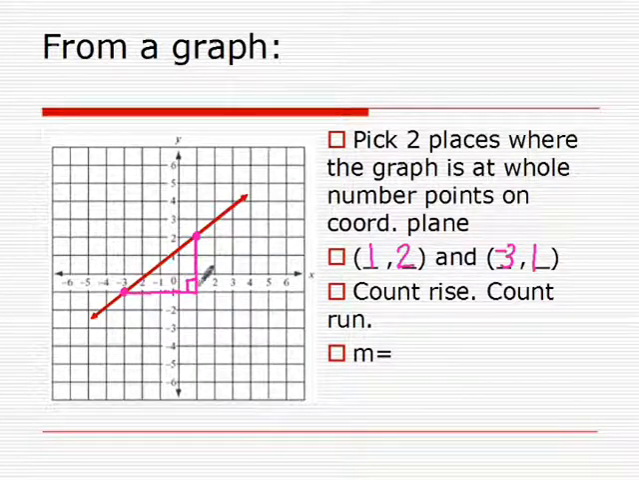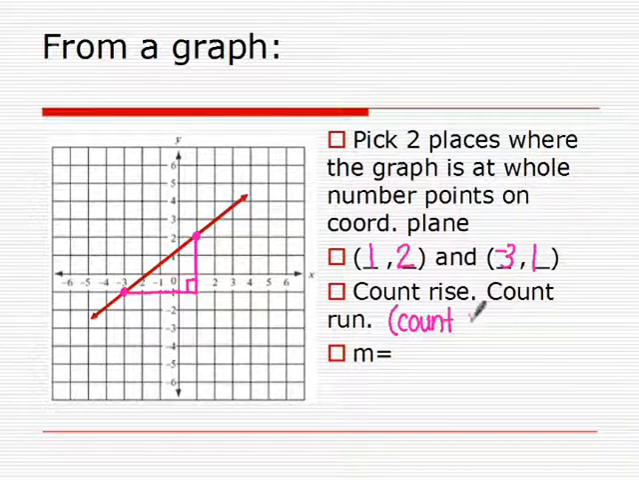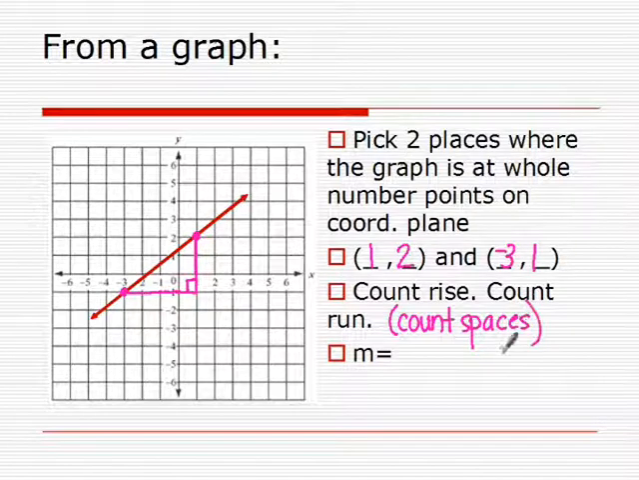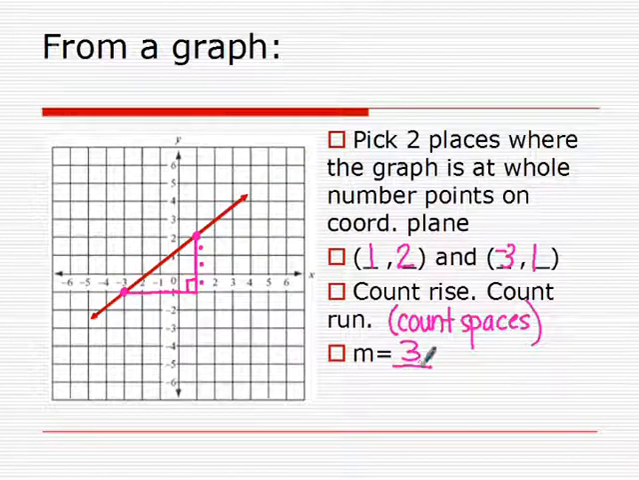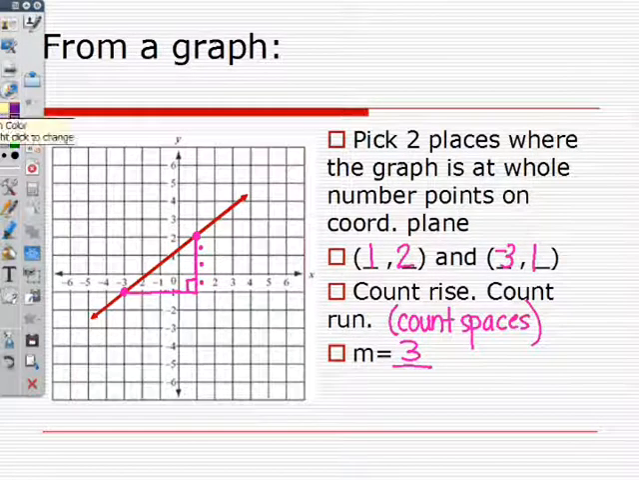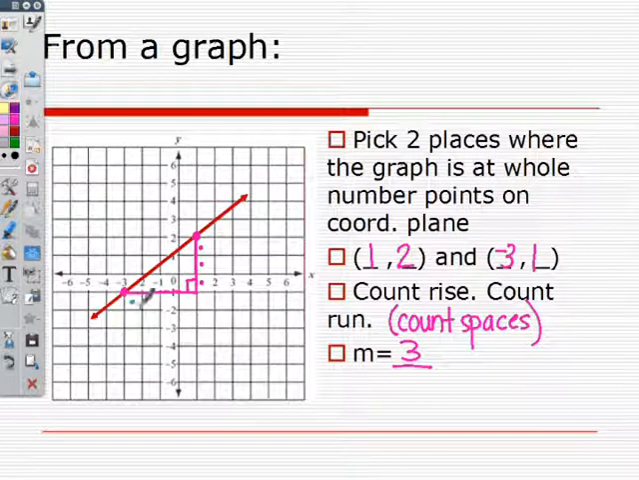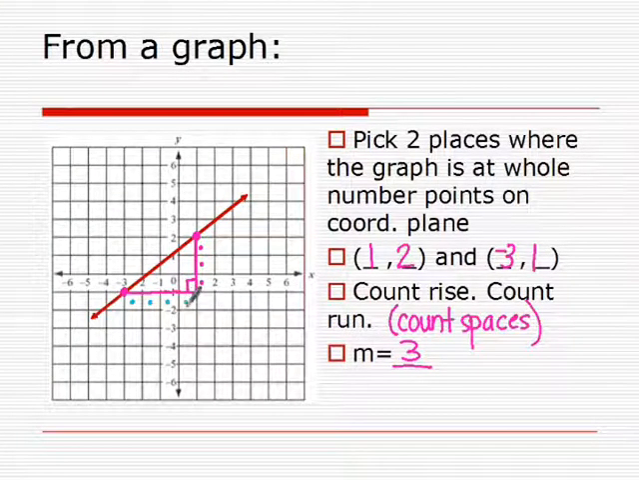And now we're going to count the rise and we're going to count the run. We're counting spaces, not lines. Count the boxes or spaces. So the rise is 1, 2, 3. The run is 1, 2, 3, 4. So my slope would be 3/4.